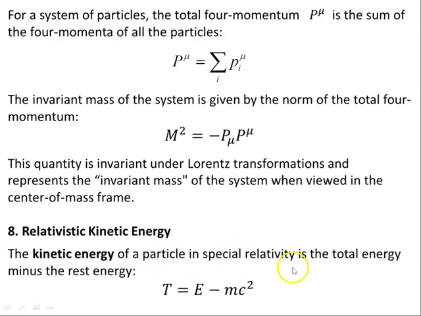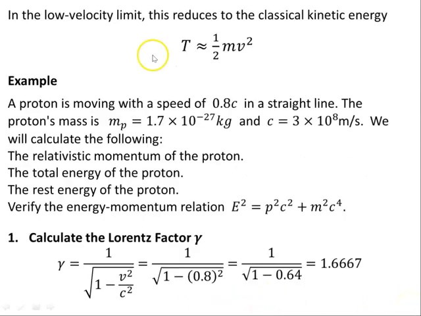All right, relativistic kinetic energy. The kinetic energy of a particle in special relativity is the total energy minus the rest energy. The total energy E minus the rest energy, mc squared. And in the low velocity limit, this reduces to the classical kinetic energy. All right.